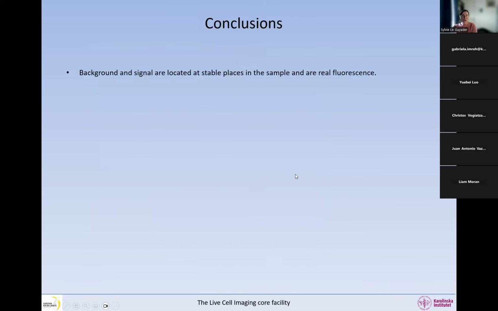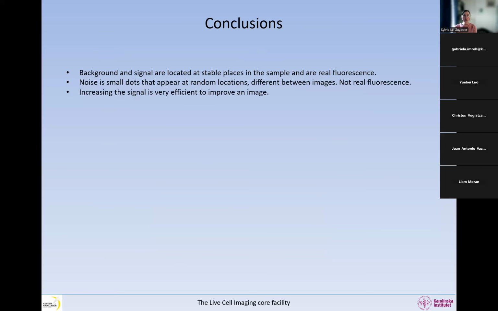So here are the conclusions for this lecture. The background and signal are located at stable places in the sample and they are real fluorescence, whereas the noise appears as small dots, like pixel size dots, that appear at random locations and are different between images. This is not real fluorescence. It comes from the way we acquire images.